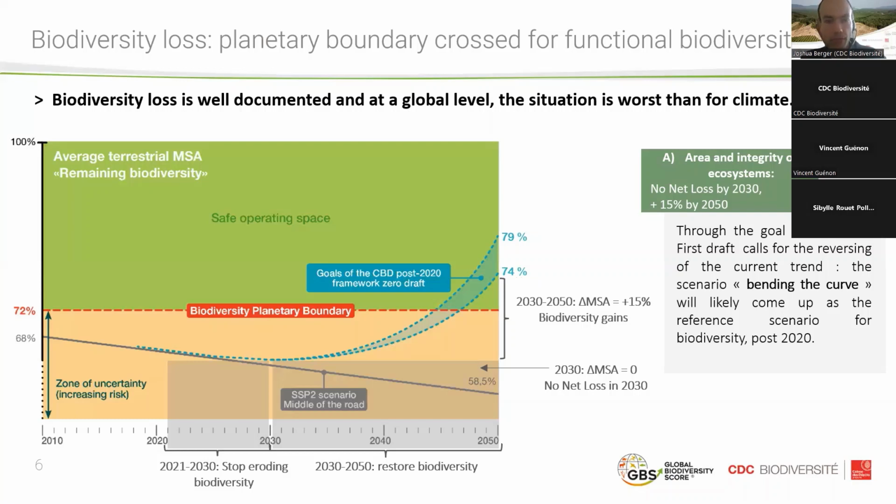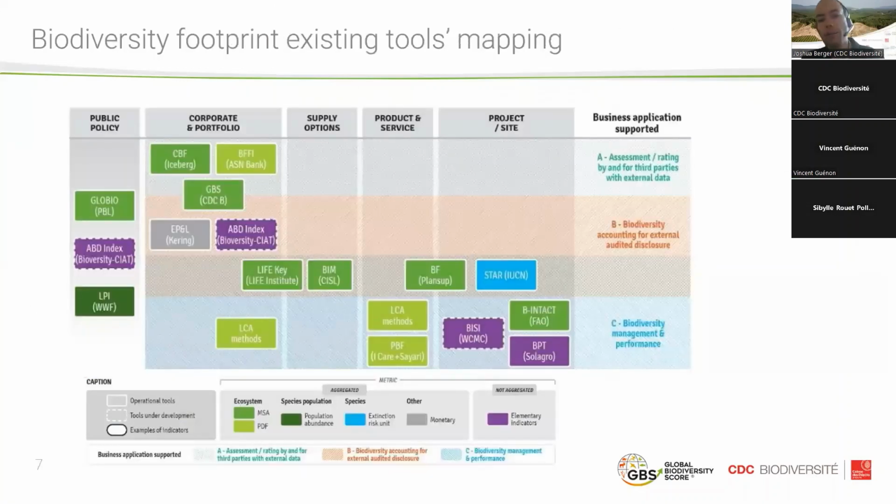So we have this trajectory, and on the next slide, we can see the tools that allow us to assess the contribution of businesses and financial institutions to this trajectory. The trajectory I showed was the global trajectory. How do business and financial institutions contribute to achieving it? On this mapping, you can see a number of tools. You might be concerned there are too many, but actually the tools that exist meet different needs.